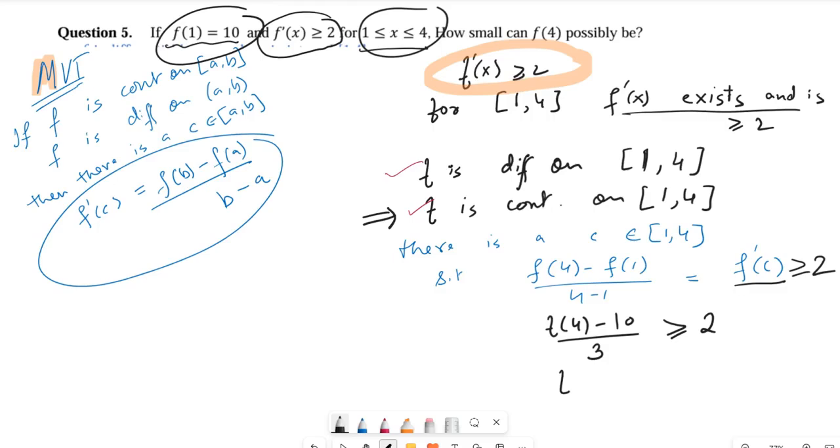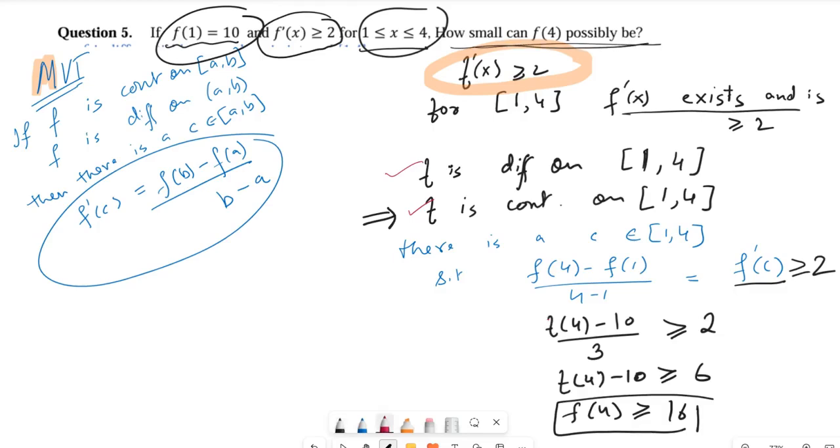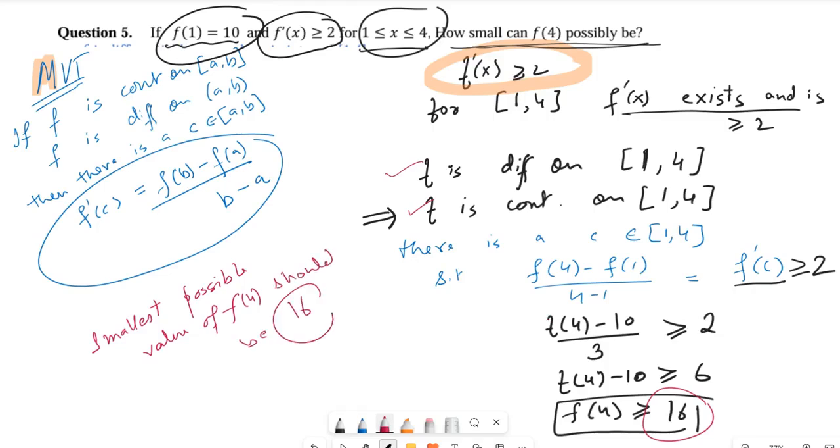If we multiply both sides by 3, f of 4 minus 10 should be more than or equal to 6. Adding 10 on both sides, f of 4 should be more than or equal to 16. What does that mean? The smallest possible value of f of 4 can be 16. So the smallest possible value of f of 4 should be 16 using MVT.